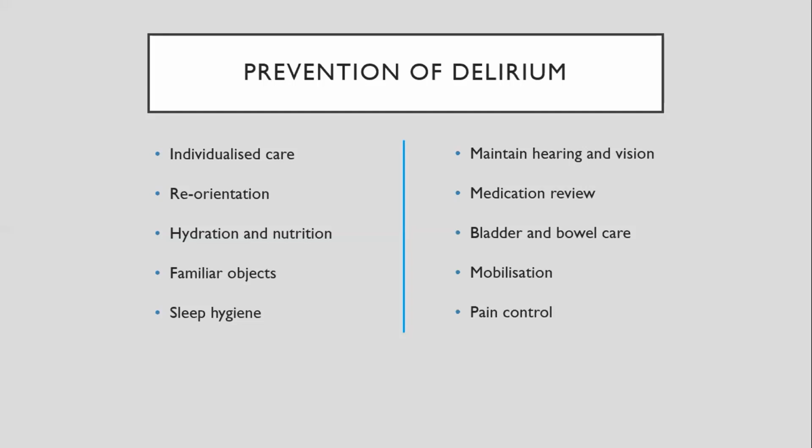There's no point a patient having their hearing aids in a box on the table. Their glasses are often just left to one side. Review the medications. So as I've already mentioned, have a look at the stop-start criteria online. Think about bladder and bowel care. Think about mobilisation, because maintaining mobility will also help these patients. And think about pain control as well.